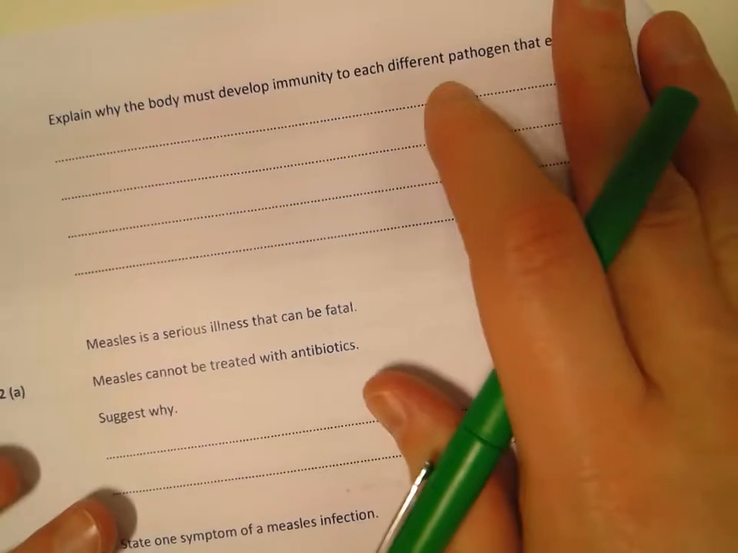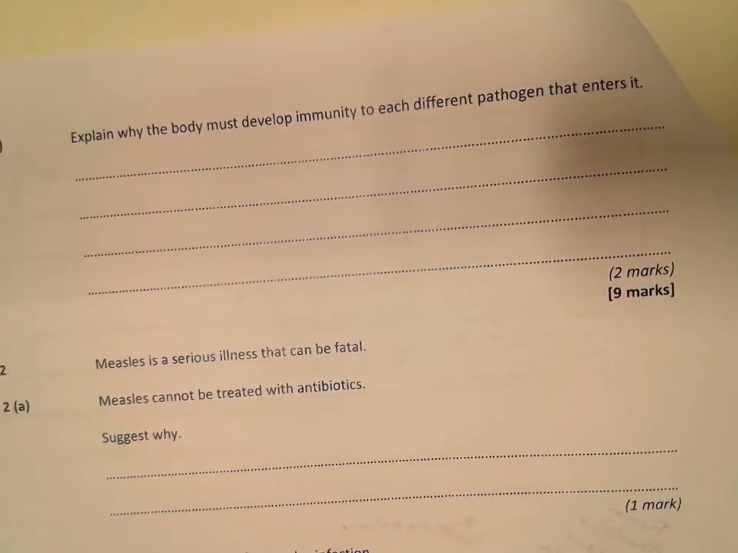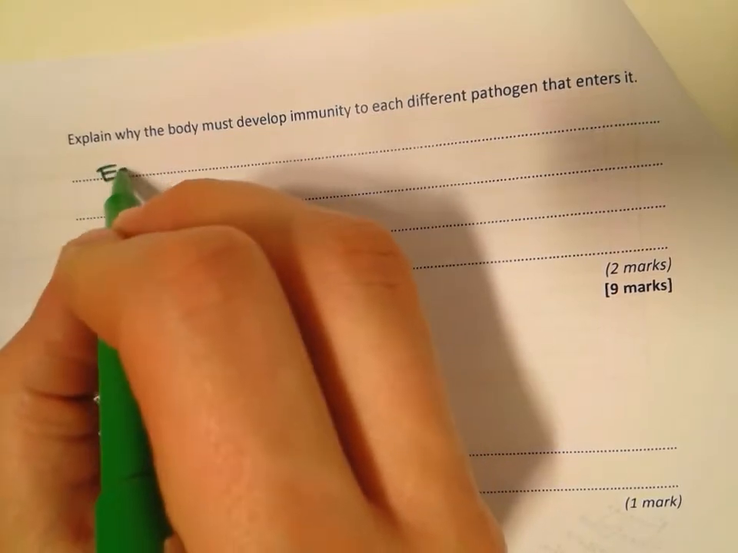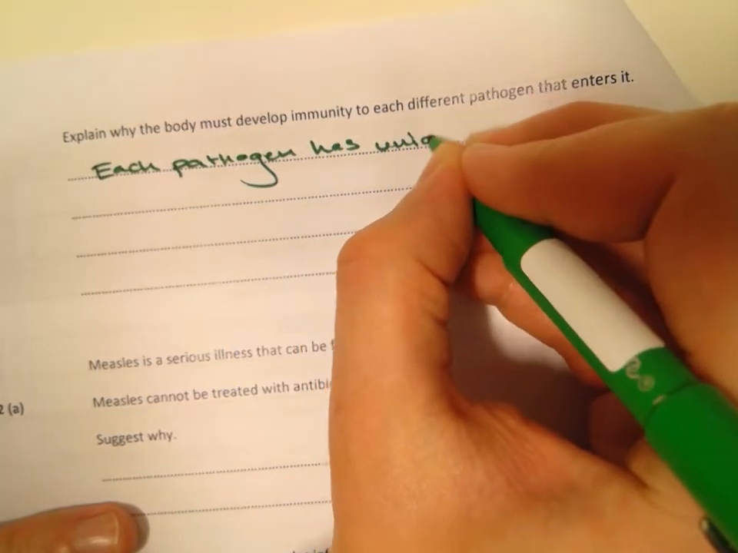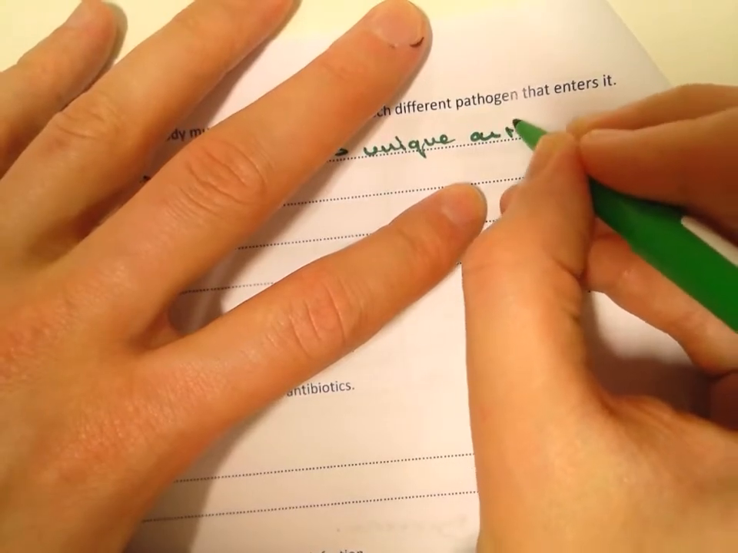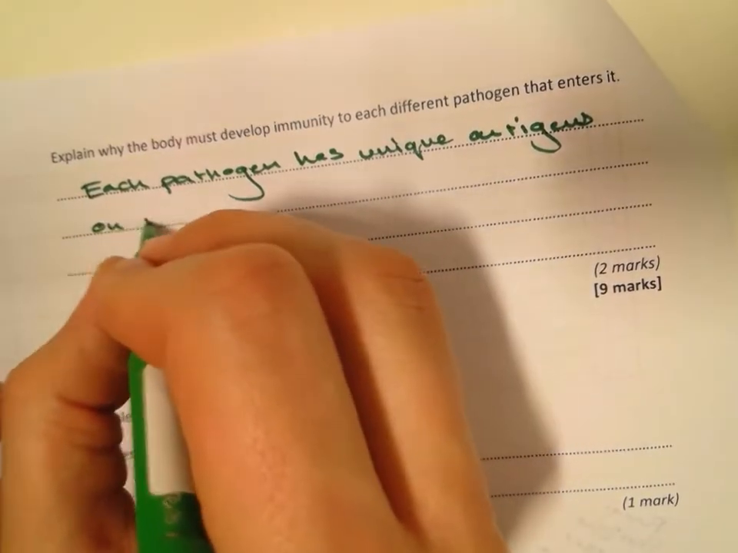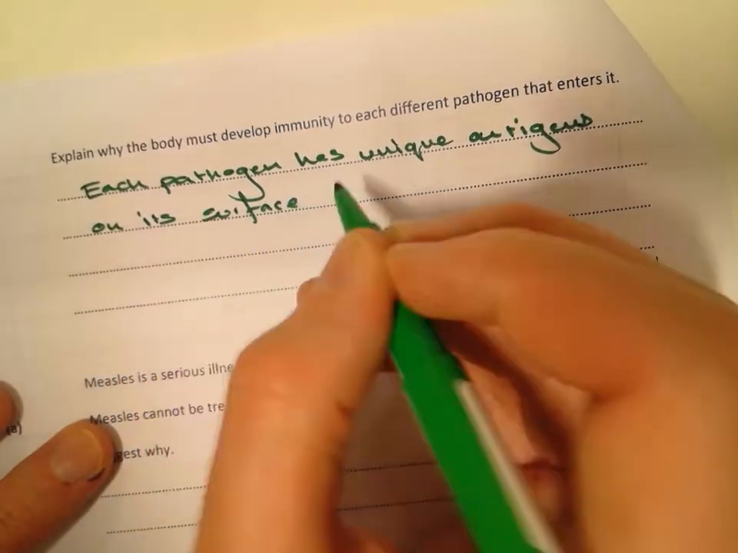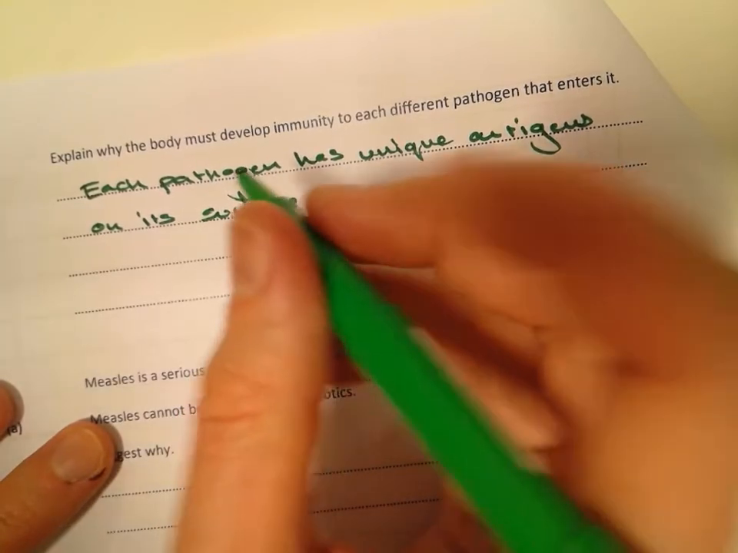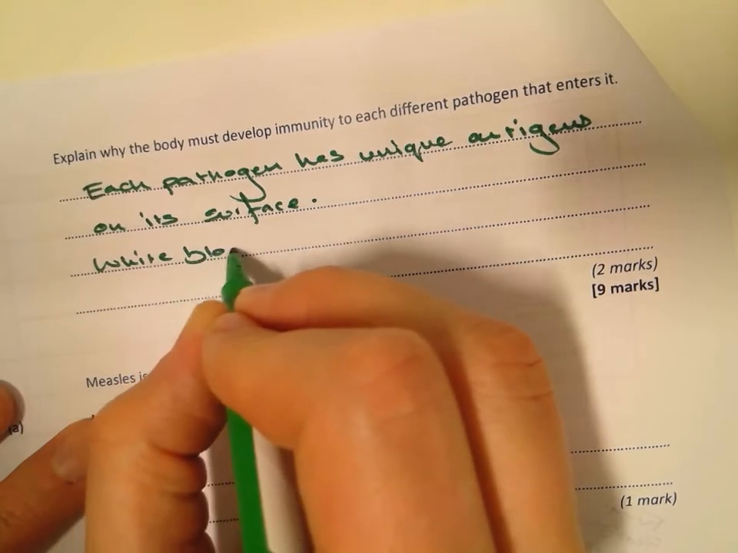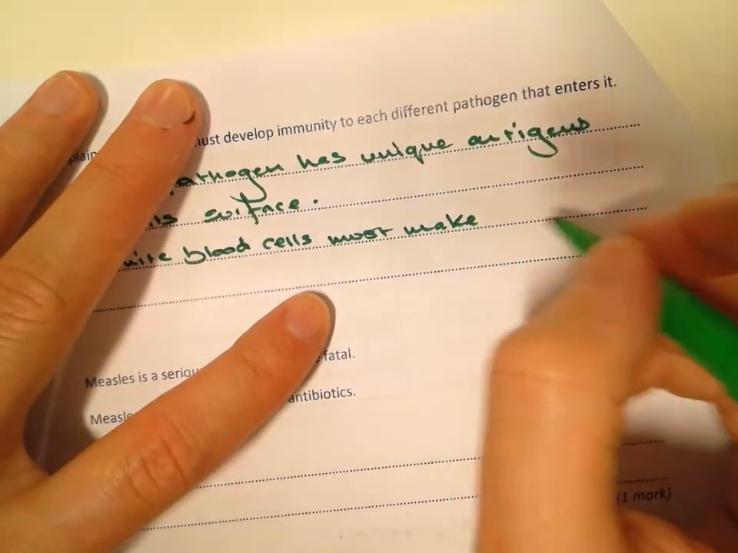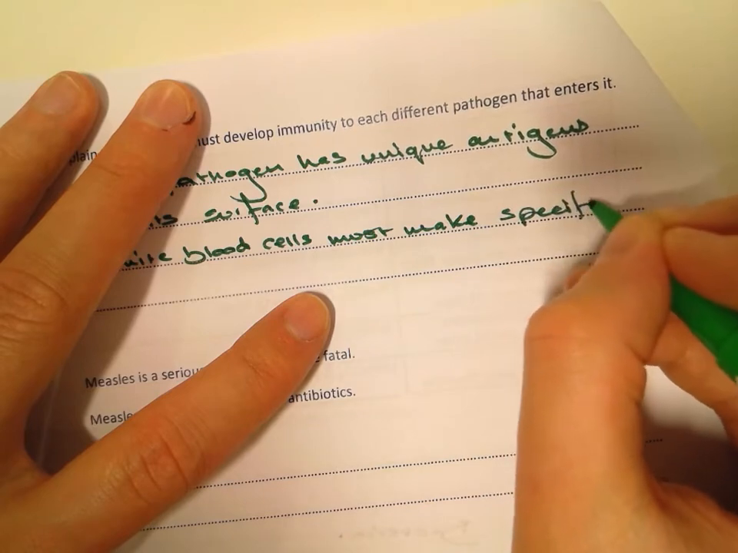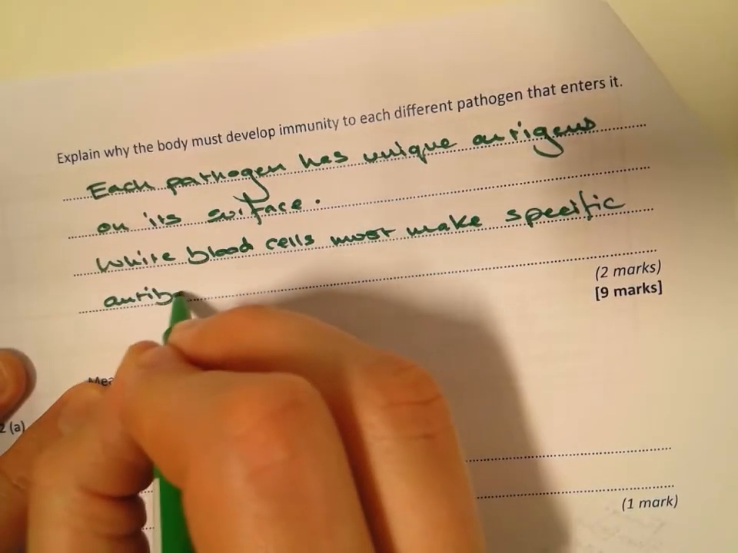So the reason the body must develop immunity to each different pathogen is because each pathogen has unique antigens on its surface, and white blood cells must make specific antibodies to fit them.